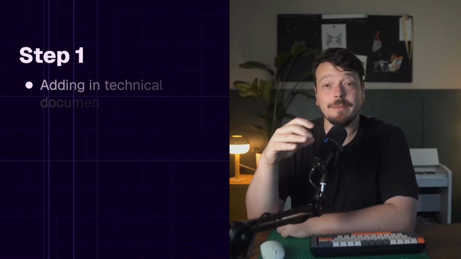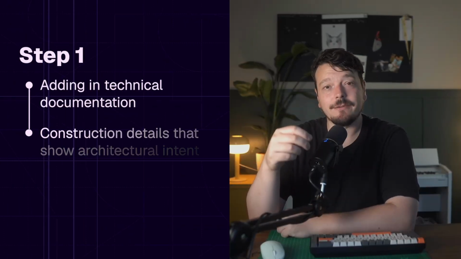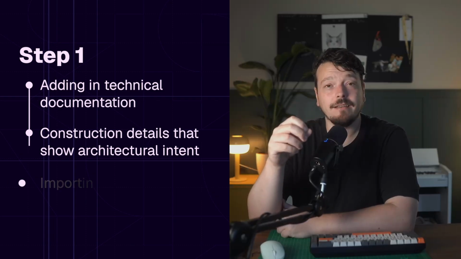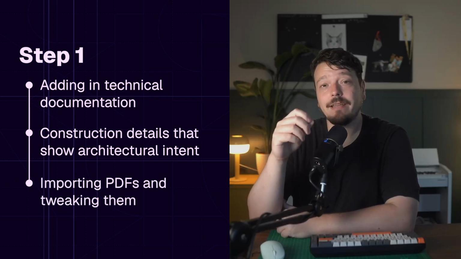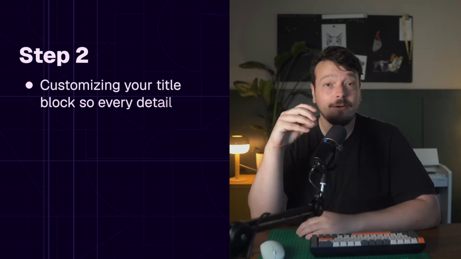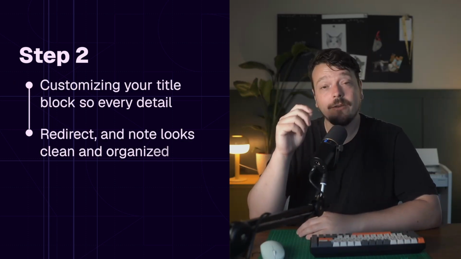We've travelled quite the journey together from that very first import to building a complete professional permit set. And now it's time to wrap things up with these three final steps. Adding in some technical documentation like typical construction details that show the architectural intent. I'll walk you through importing PDFs and tweaking them as needed. Customizing your title block so every detail, redirect and note looks clean and organized.